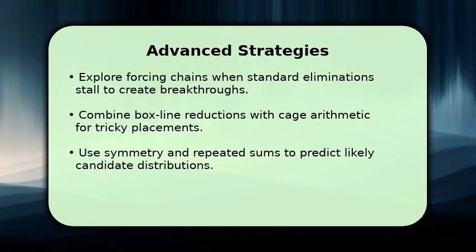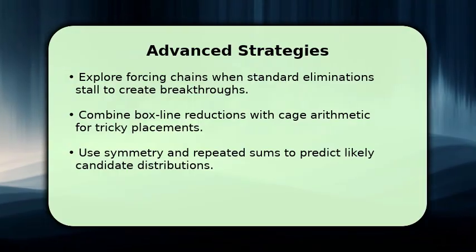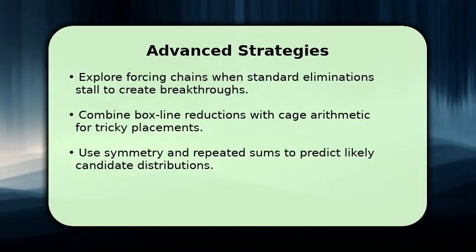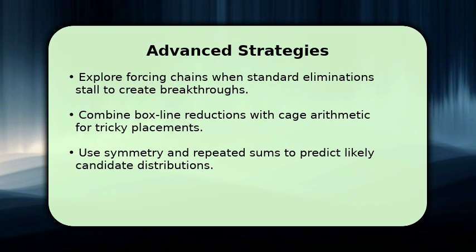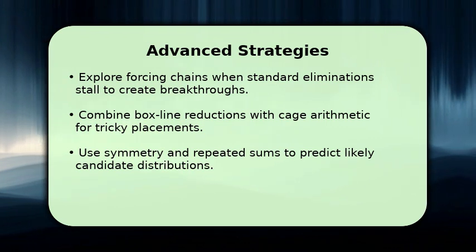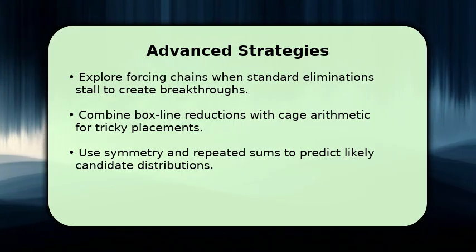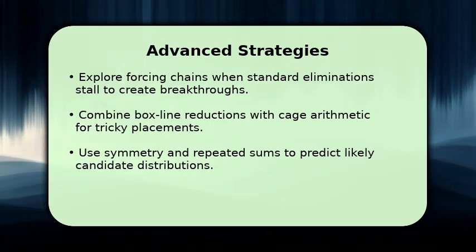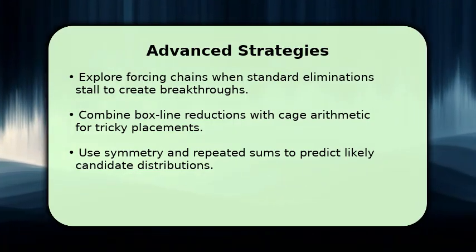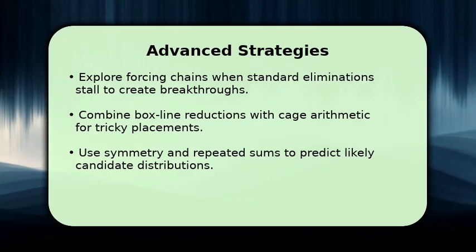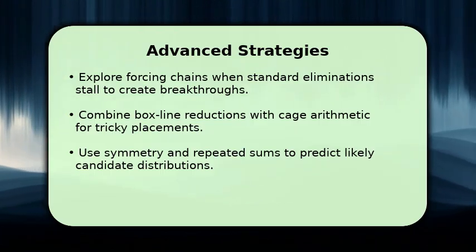momentum. When routine techniques stall, build short forcing chains by assuming a candidate and following consequences until you reach a contradiction or confirmation. Merge box line reductions with cage arithmetic to lock down digits that span regions. Track repeating sums and symmetric patterns to anticipate where numbers cluster.